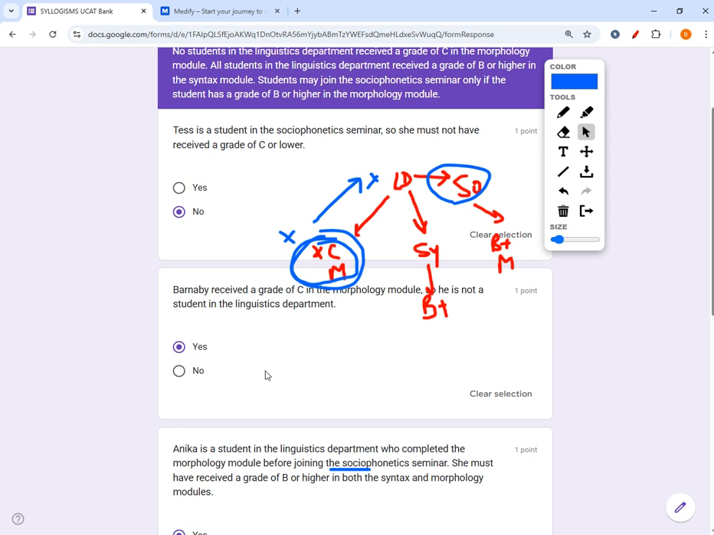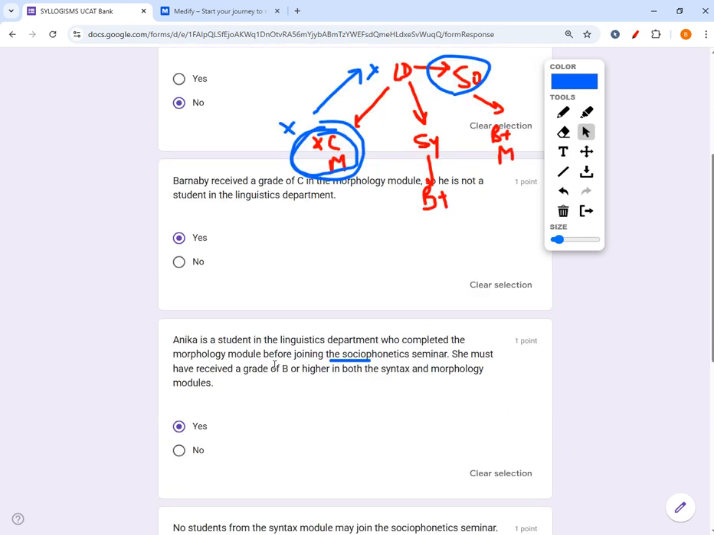So quickly running over. The tested student must not have received a grade C or lower. Again, lack of information, lower in what? That's why we disagreed. Bami received a grade C in morphology module, right? So that's negation. I'm going backward because it's negation of this condition. I am allowed to go back only when there's negation of this condition. So if you did get a C, you are not LD, which is linguistic department.